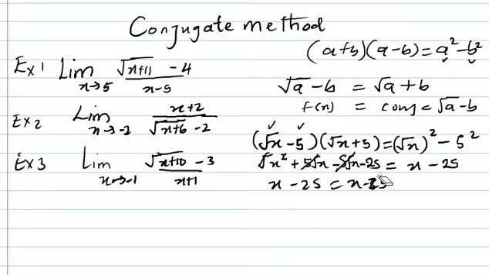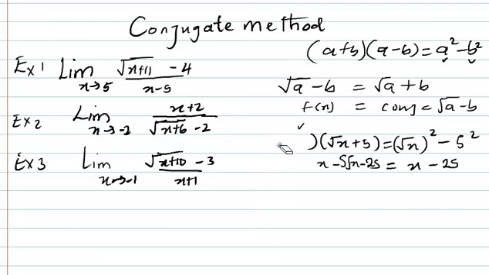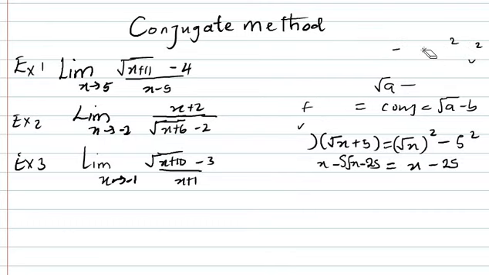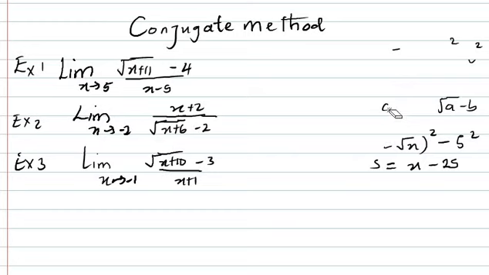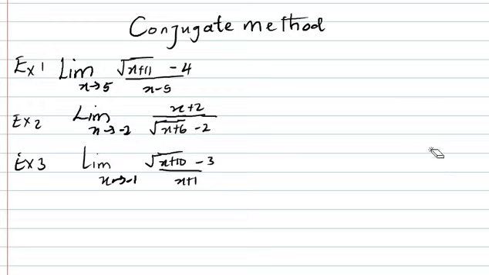We're going to take some questions and solve them using the conjugate method and see how it goes. Also, if you use the substitution method in this particular question, it is not going to give you an answer other than 0. So let's take the first question. Question 1: we have the limit as x approaches 5 of this. So let's substitute x equal to 5.